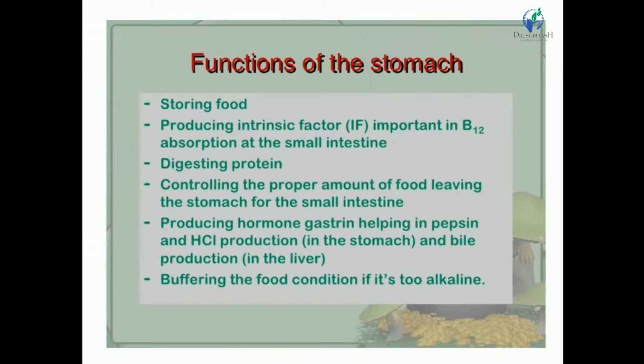It produces the hormone gastrin, which helps in pepsin and HCl production in the stomach and bile production in the liver. It acts as a buffer, buffering the food condition if it is too alkaline. So these are all the functions of the stomach.